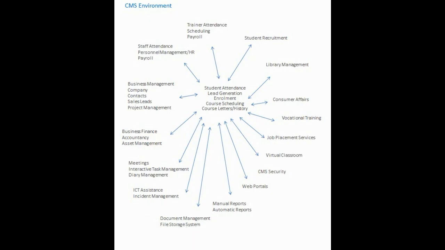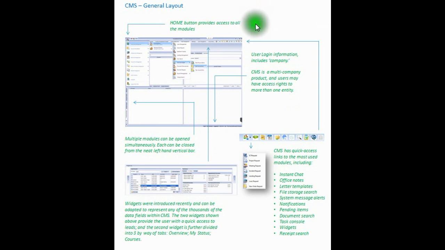The previous part of the demo included a detailed description of progressing a lead to an enrolled student scheduled on a course. It is anticipated that viewers will now have a good opportunity to appreciate the intricate functionality available within CMS. The next part of the demonstration provides a quick overview of the modules. The CMS general layout includes a home button which provides access to all the modules. The user login information includes company type. CMS is a multi-company product and users may have access rights to more than one entity.